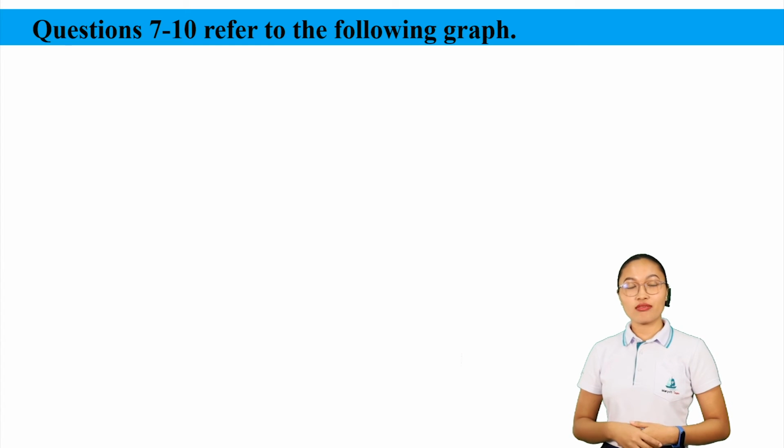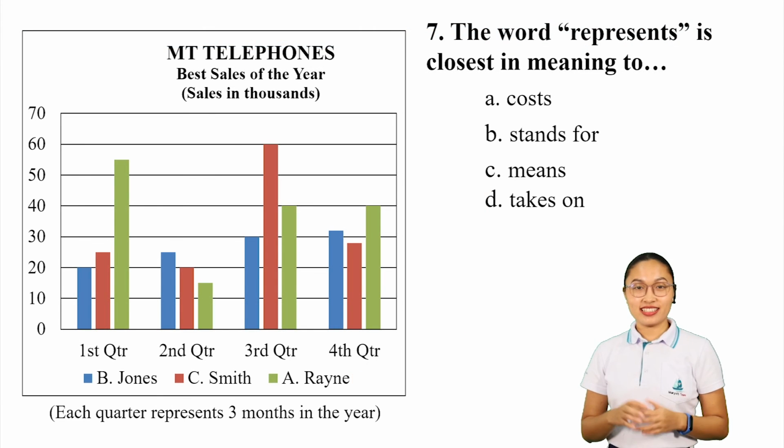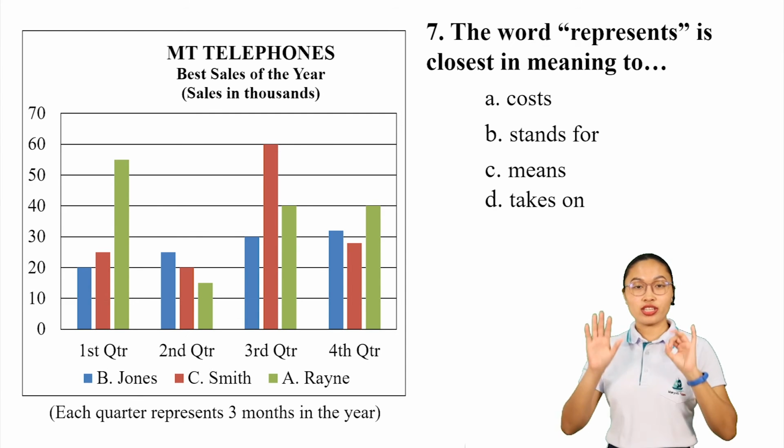For questions 7 to 10, refer to the following graph. Read the passage silently and, of course, as quickly as you can for 10 seconds, and let's answer the questions. You may also pause this video if you need more time to read. Your time starts now. Time's up. Let's answer question number 7.